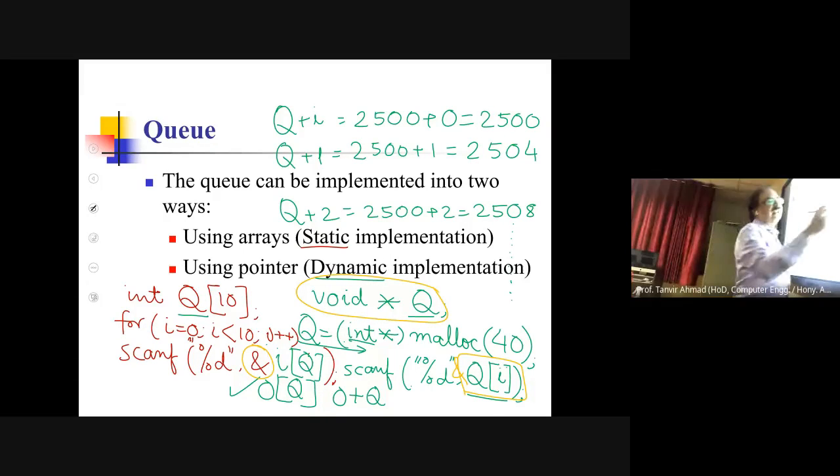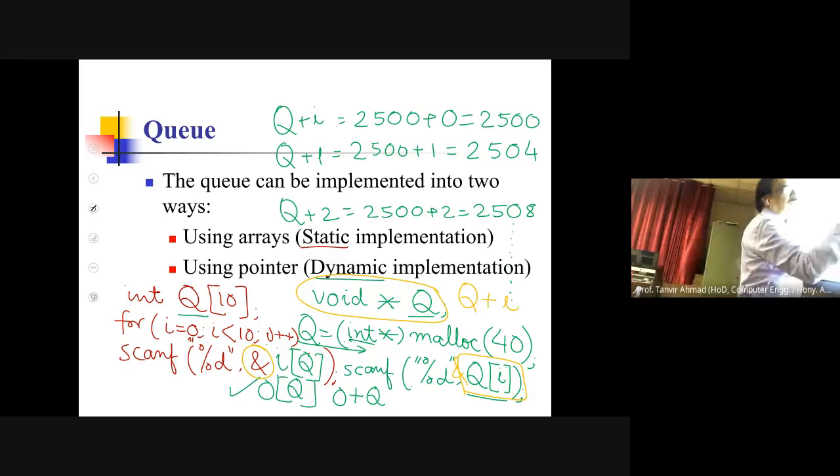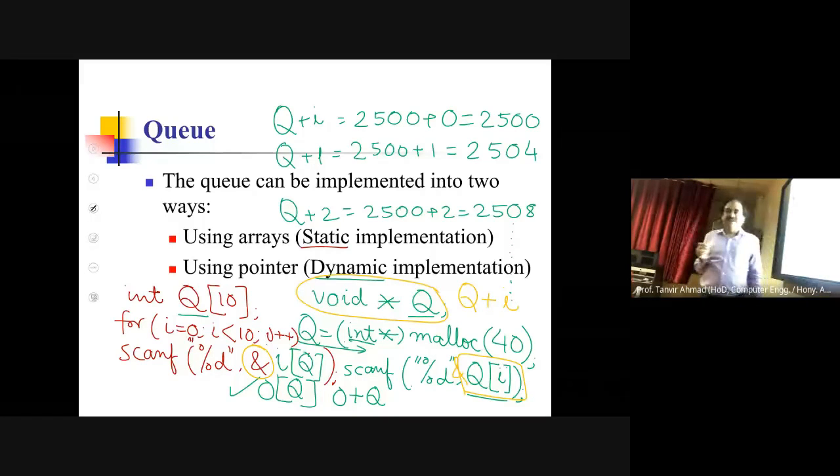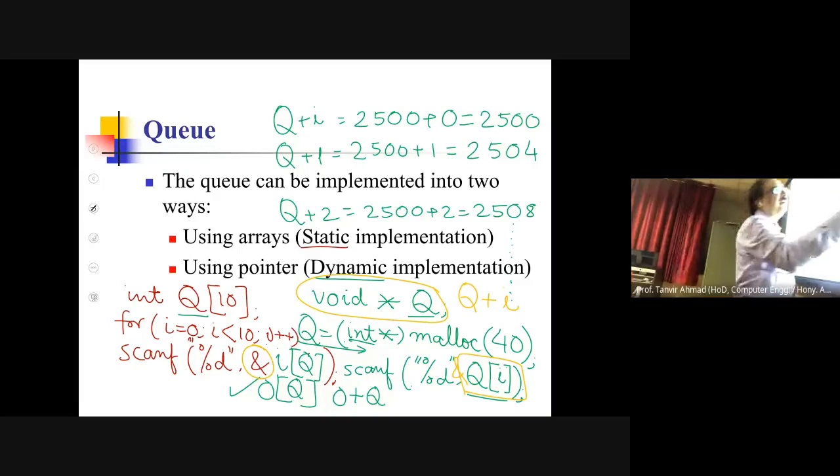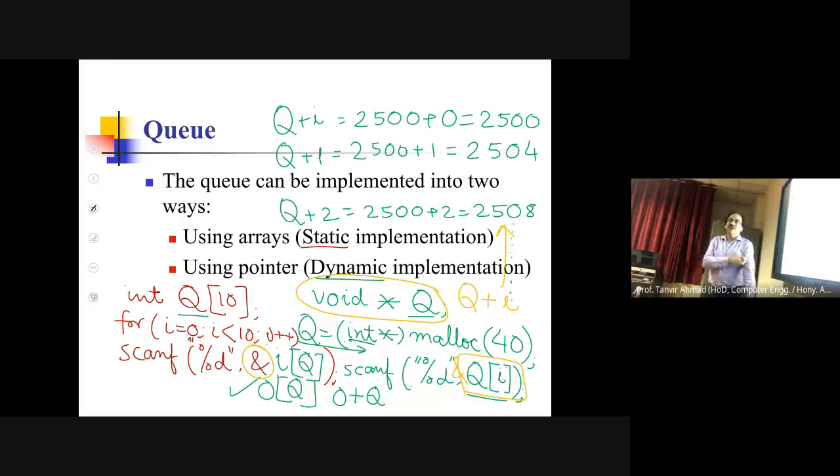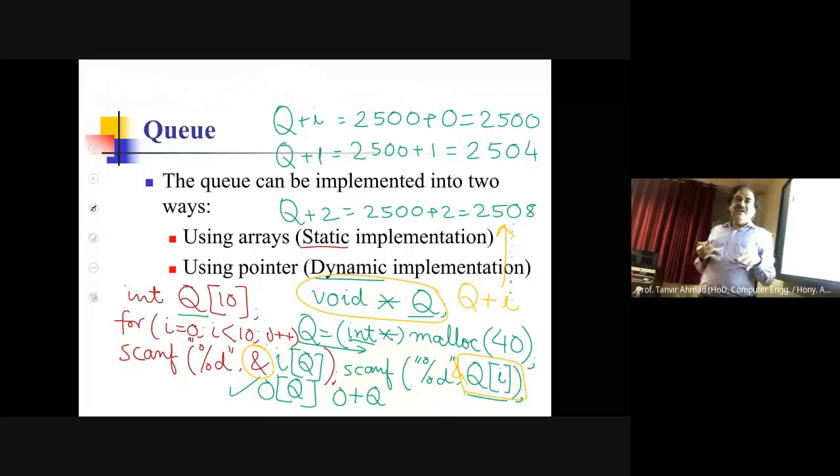But if you're writing it like this, q is itself a pointer. Pointer plus that value, this is nothing but the interpretation. Therefore, don't put an ampersand sign, because here q is itself a pointer. Here it is a pointer but interpreted as a value.